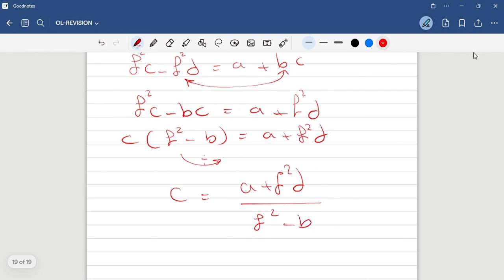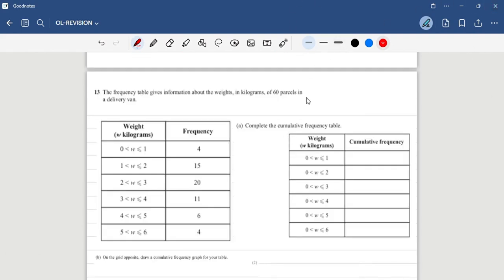That's all. So for these questions, he asked me for cumulative frequency, so I will start by adding each time. So the first number will be 4. After that, I will write 4 plus 15, which is equal 19. I will write this directly here. And after this 19, I will write 20 plus 19, which is equal 39. I will do the same, plus 39, which is equal 50. I will take plus 50, which is equal 56. I will take 56 plus 4, which is equal 60. And of course, usually, it always has to end up equal 60.